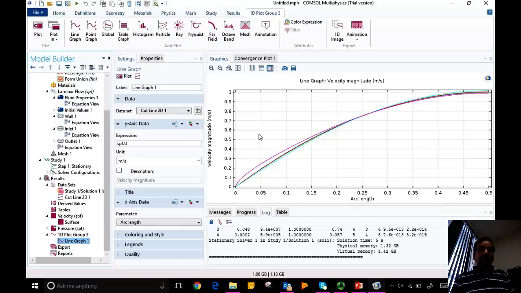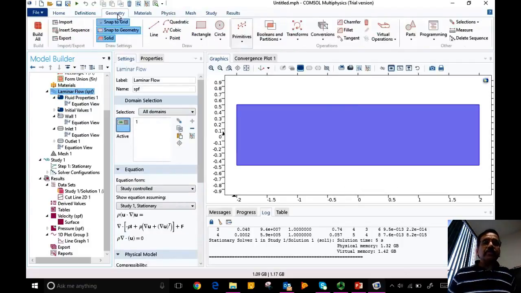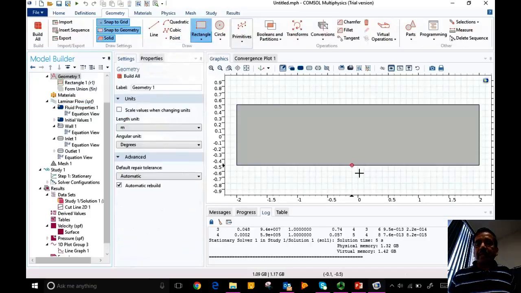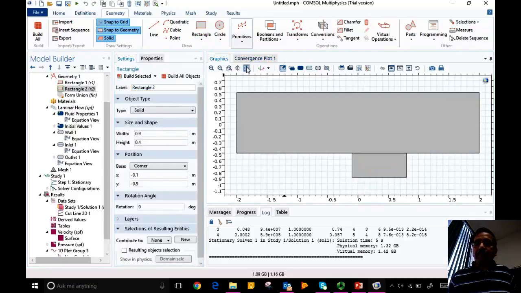You can put, if you're interested, that's another project that I have, flow in a branch, for example, a T branch. All I need to do is go to the geometry, pick a second rectangle, and add it like that. Okay, and then change the rectangle height maybe to 1.